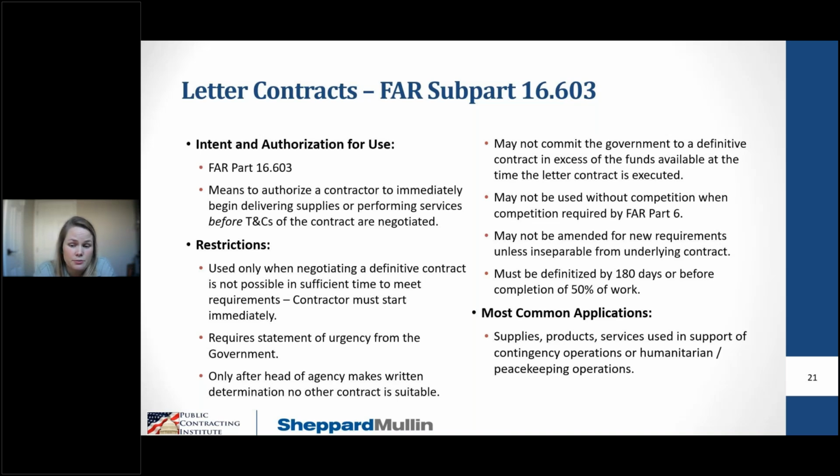If competition is required under FAR Part 6, there must be some competition in the selection of contractors. You can't just award one without any competition. And the government typically can't amend the definitized contract to cover work not originally contemplated under the letter contract itself. So the negotiated contract has to remain within the scope of the letter contract that you've been working off of.